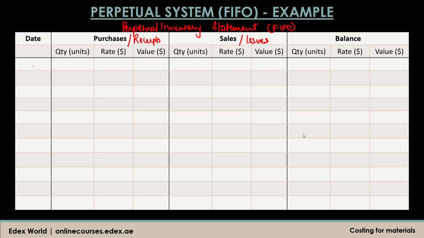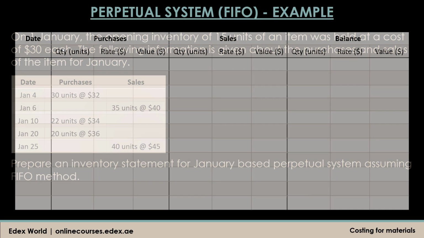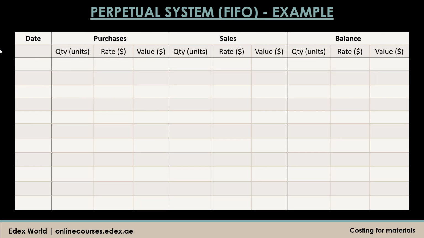If you come back to the question and read it, on top it says that the opening inventory was 15 units at a rate of $30. So coming back to our statement, we will begin our statement now. On Jan 1, we will write this opening balance under the balance column. So under quantity, we will write 15 units, rate will be 30, and value will be 15 into 30, $450.